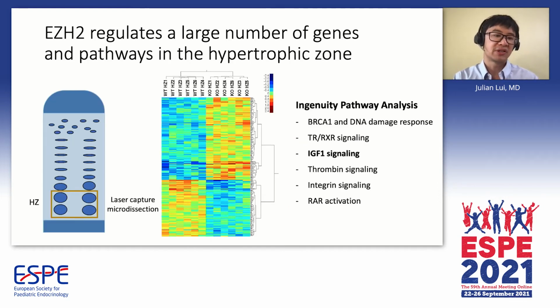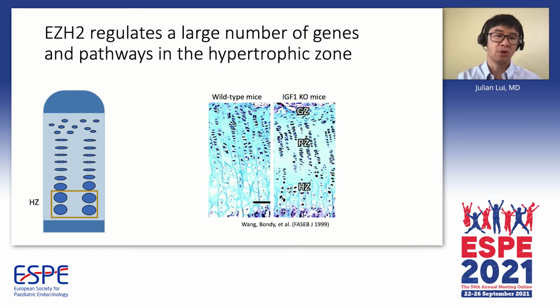We then try to do a similar study in the hypertrophic zone, again using laser capture microdissection. And again, we found a large number of genes and pathways being upregulated in the knockout. And this time, we found that one of the pathways that was downregulated was IGF signaling. So, without going into too much detail, I just want to mention IGF-1 signaling is an important pathway for chondrocyte hypertrophy. For example, IGF-1 knockout mice have significantly smaller hypertrophic cell size.